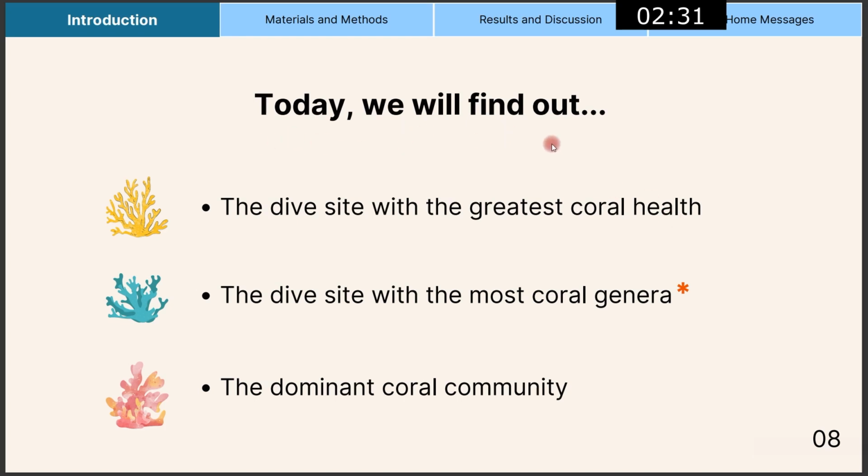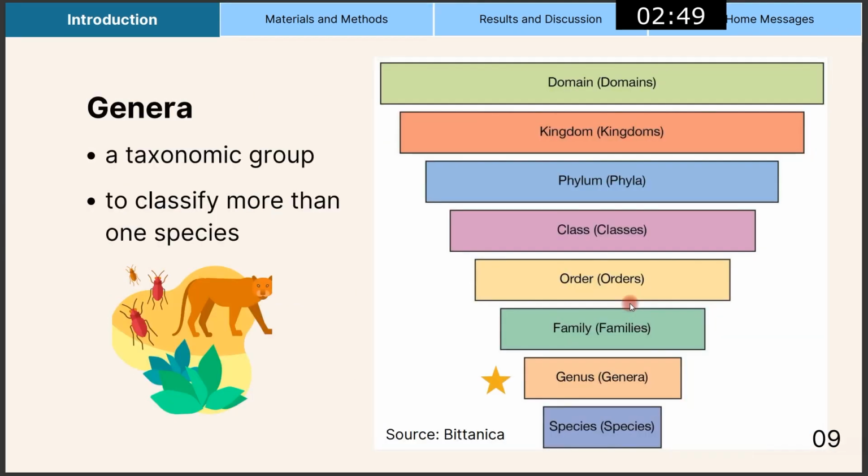So today we will find out first the dive site with the greatest coral health, because I know that most of you guys are scuba divers. Second is the dive site with the most coral genera. And third is the dominant coral community. So what is genera? Genera is a taxonomy group. It is used to classify more than one species. As you can see here, genus is the class above species in the taxonomy.